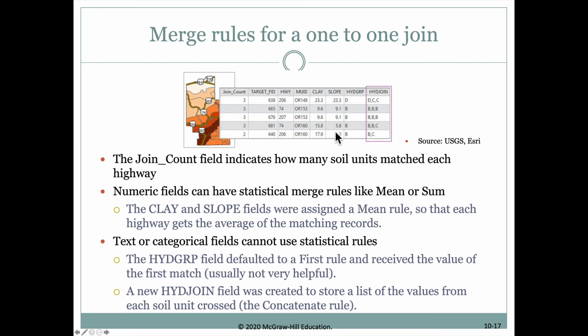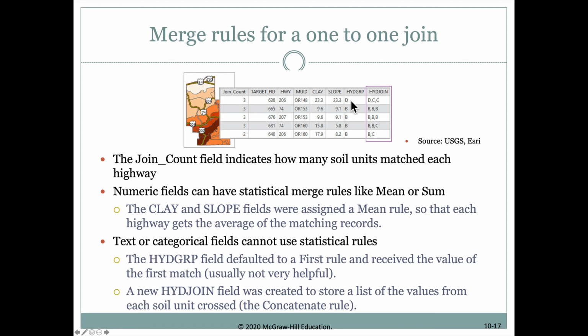It does the same for the slope. So it doesn't just take the slope factor for any of these 3 polygons. It takes a mean or an average of the 3 of those. And that works well as long as we have numeric records, as long as we have numeric values in these columns of the attribute table.